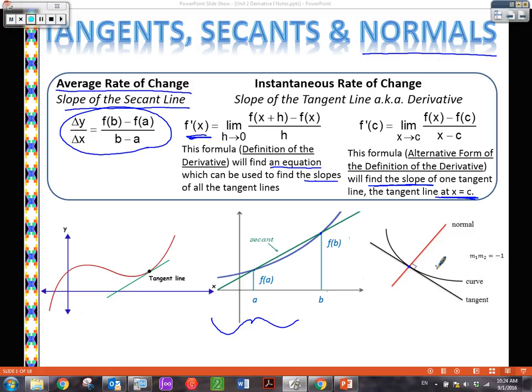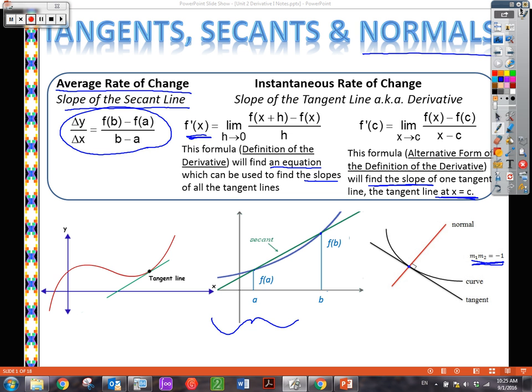So if you recall, when we have two lines that are perpendicular, recall their slopes. The product of their slopes is -1. Hopefully we remember that from Algebra 1. So that's what we're going to be using to find the equation of our normal line. Okay, are we okay with this so far? Any questions before we go to the example page? Okay, so let's go to the example page.